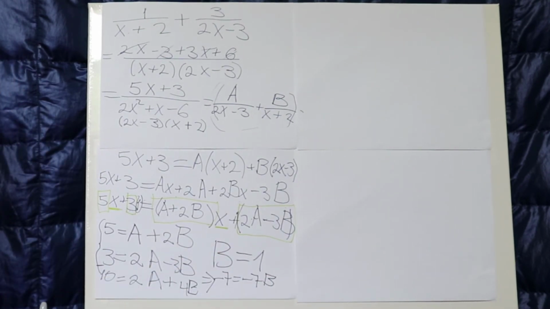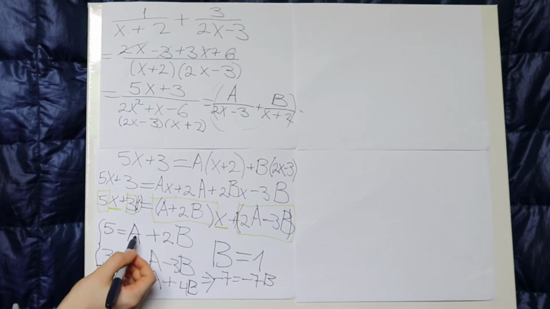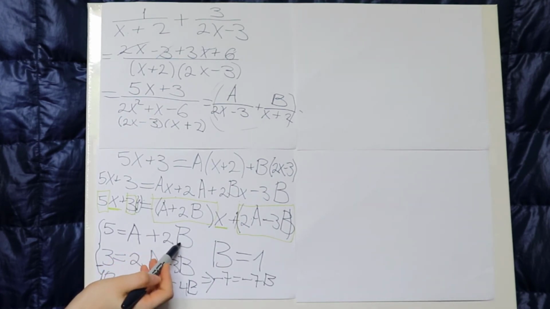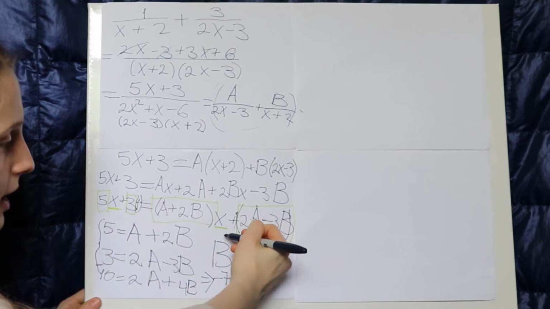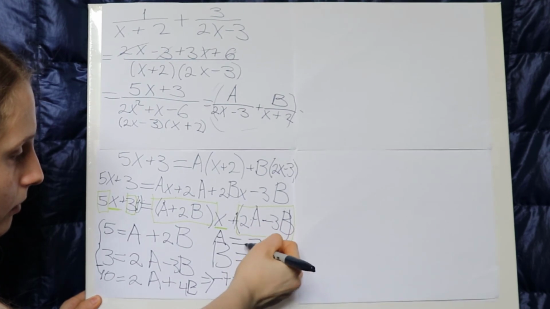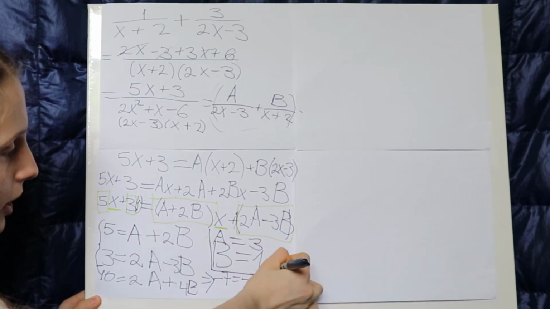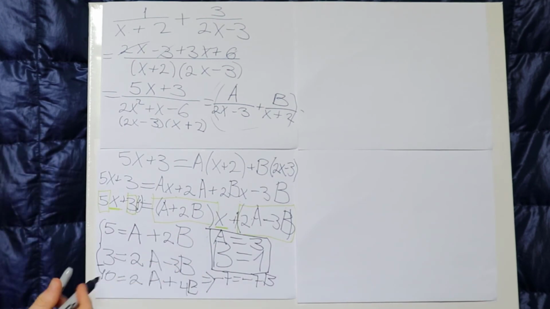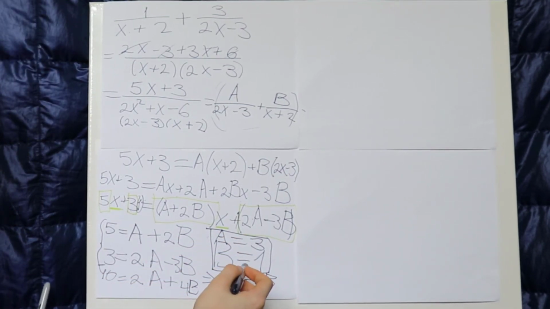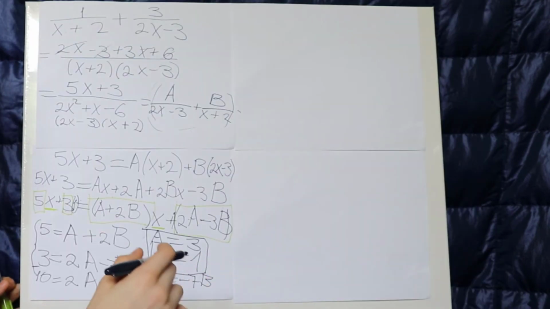b equals 1, and from here we can find a. So a plus 2b, so plus 2, because b is 1. And 5 minus 2 is 3, so a equals 3. So here is our answer. Well, it's not actually our answer, but now we can check. So let's rewrite the whole fraction.